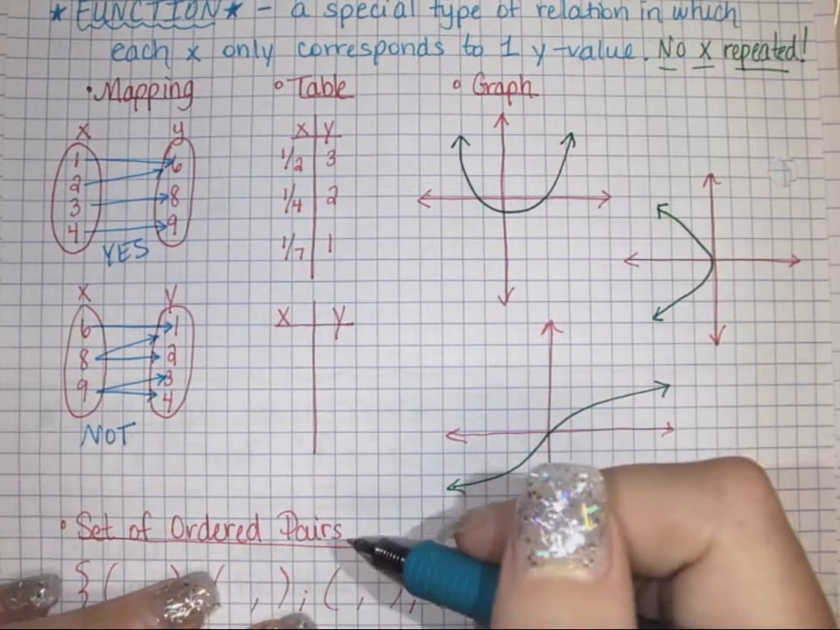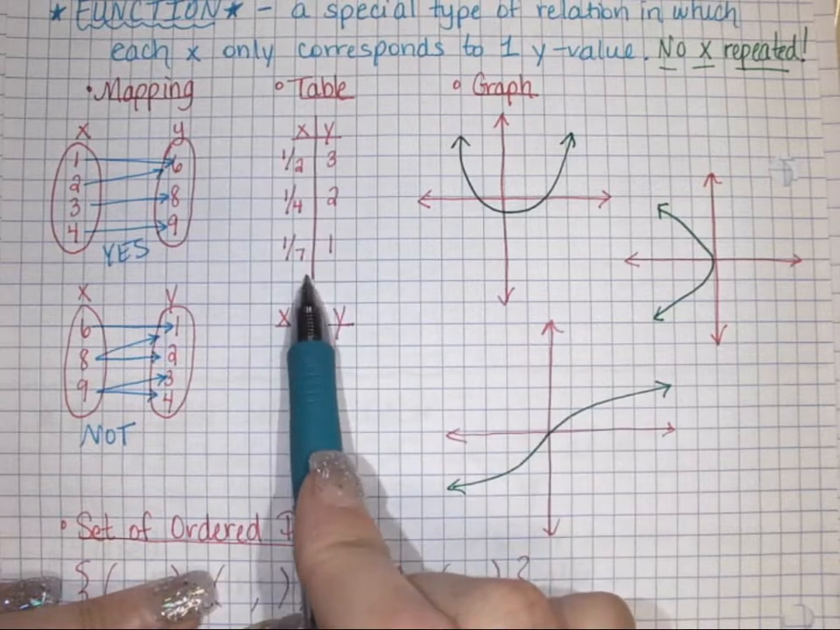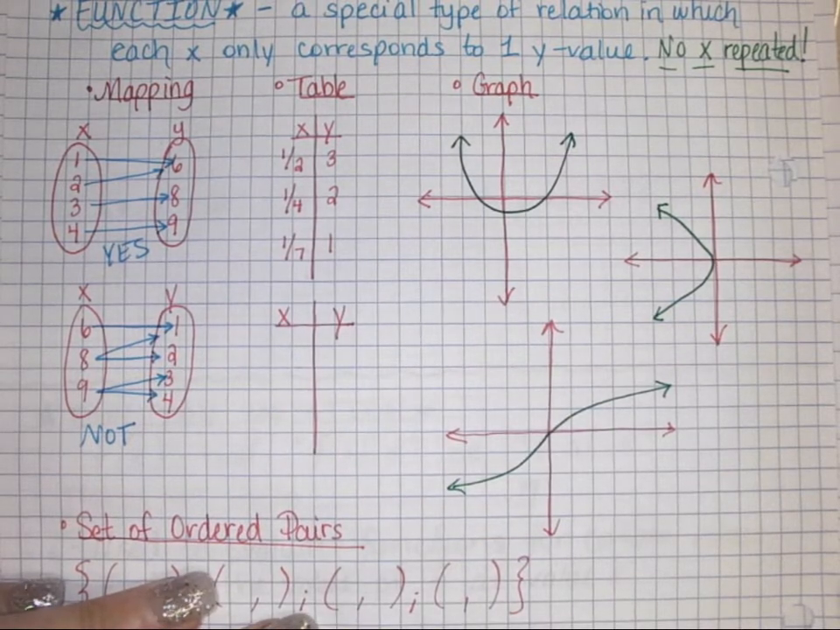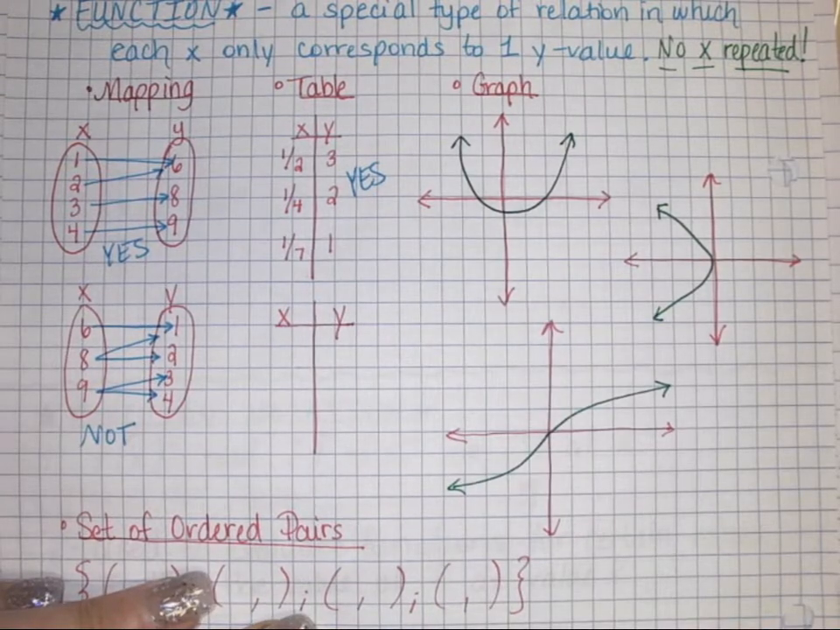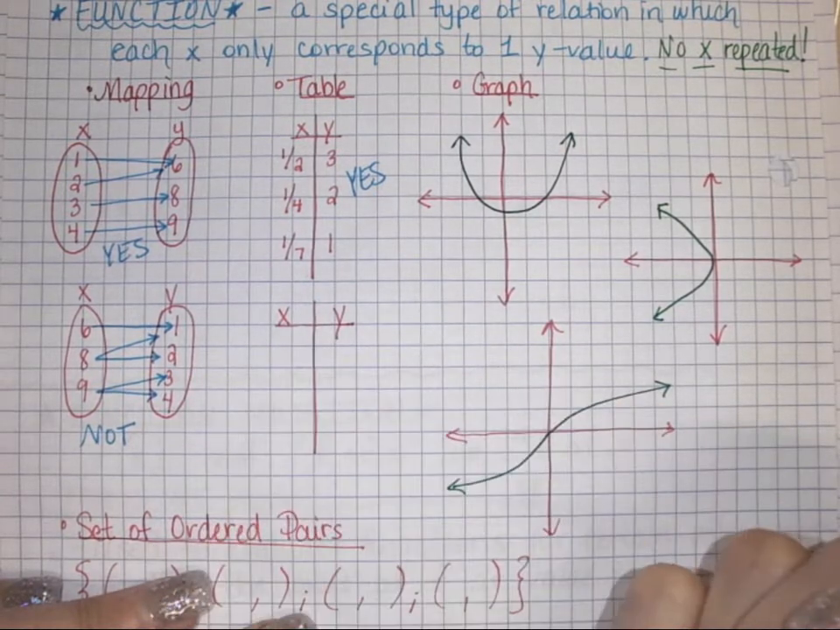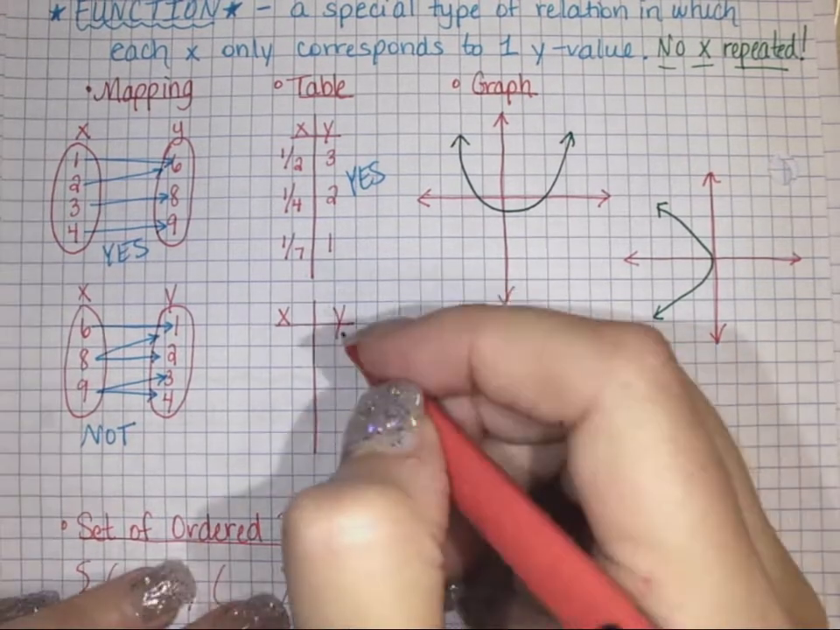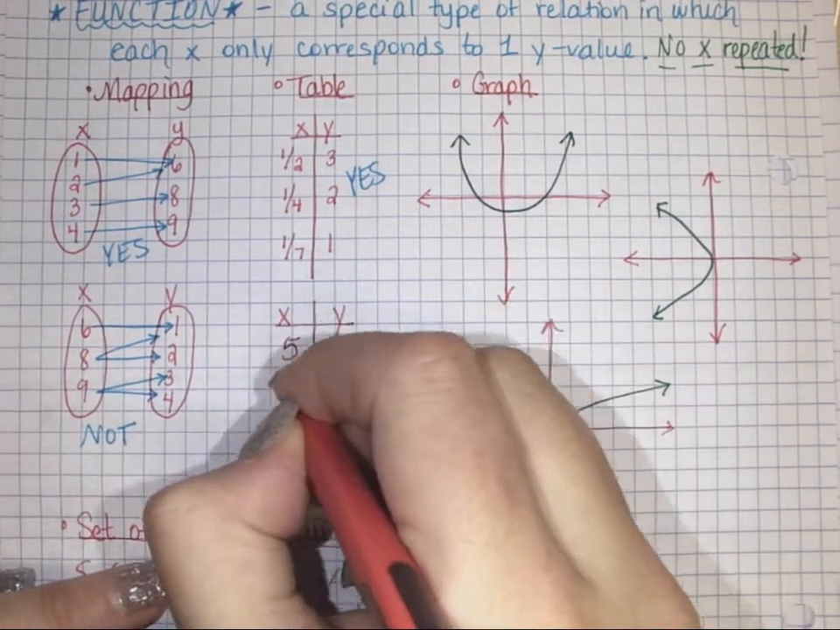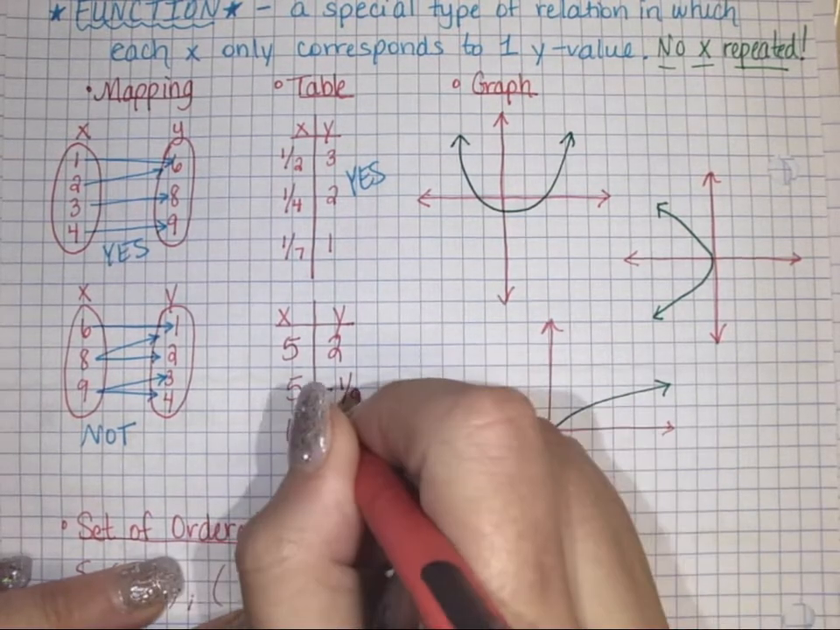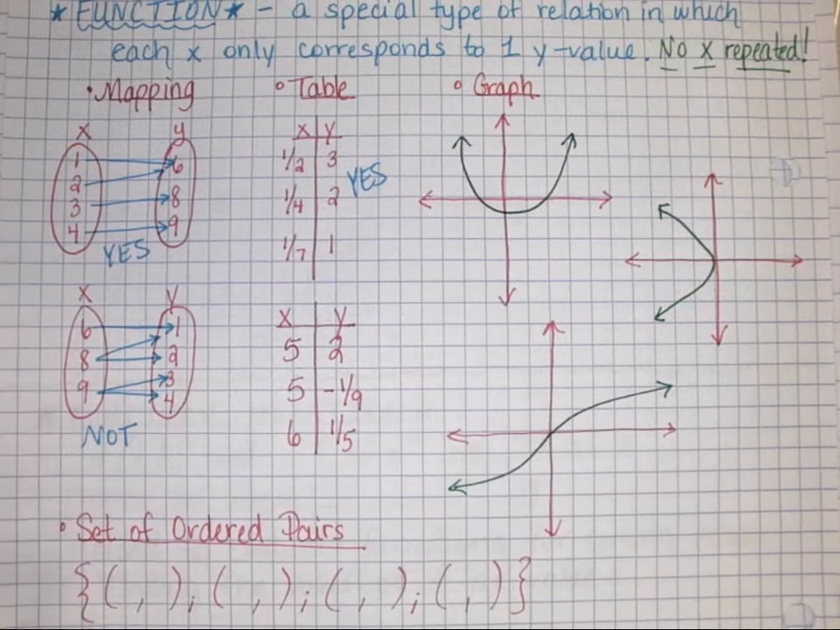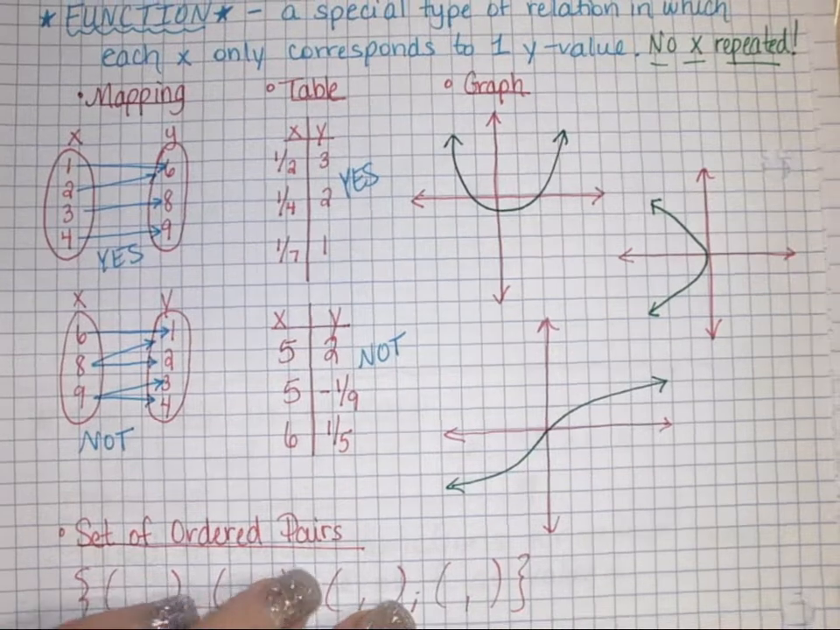In the table of values, is this a function? Notice your x values. Do you see any repeated? No, we don't. So yes, it is a function. All right. Let's give an example of a table of values that would not be a function. Let's say that we have 5, 2, 5, negative 1, 9, 6, 1, 5. So in this case, of course, you see that you've got an x value repeated, so not a function.